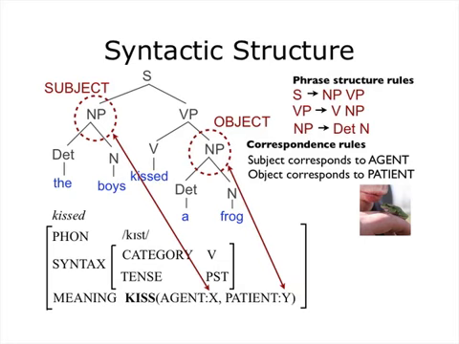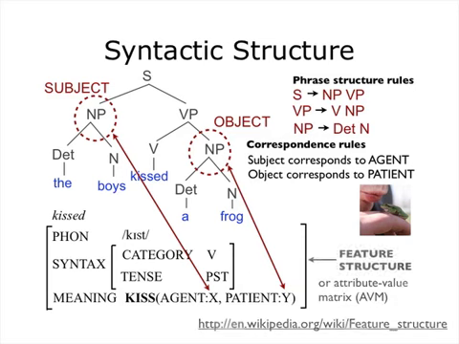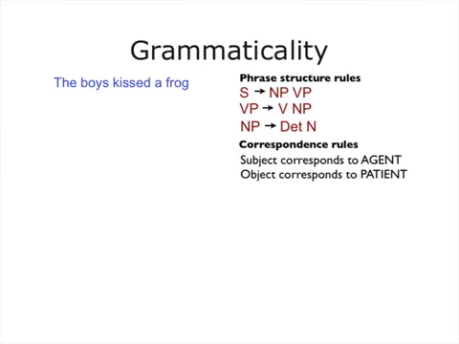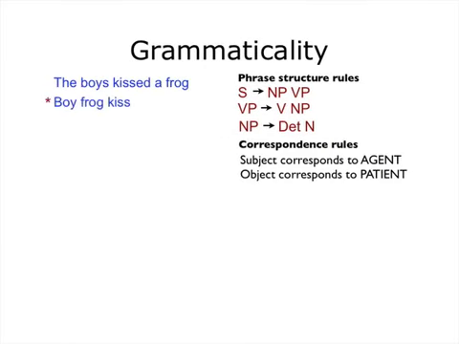So this is pretty simple so far, right? There's a subject slot, there's an object slot. The object corresponds to the patient. In general, just really schematically, the subject corresponds to the agent, right? And so here we have a feature structure or attribute value matrix. We can account for the interpretation that we get. We can account for the differences in grammaticality between different sentences just with what we have so far, right?